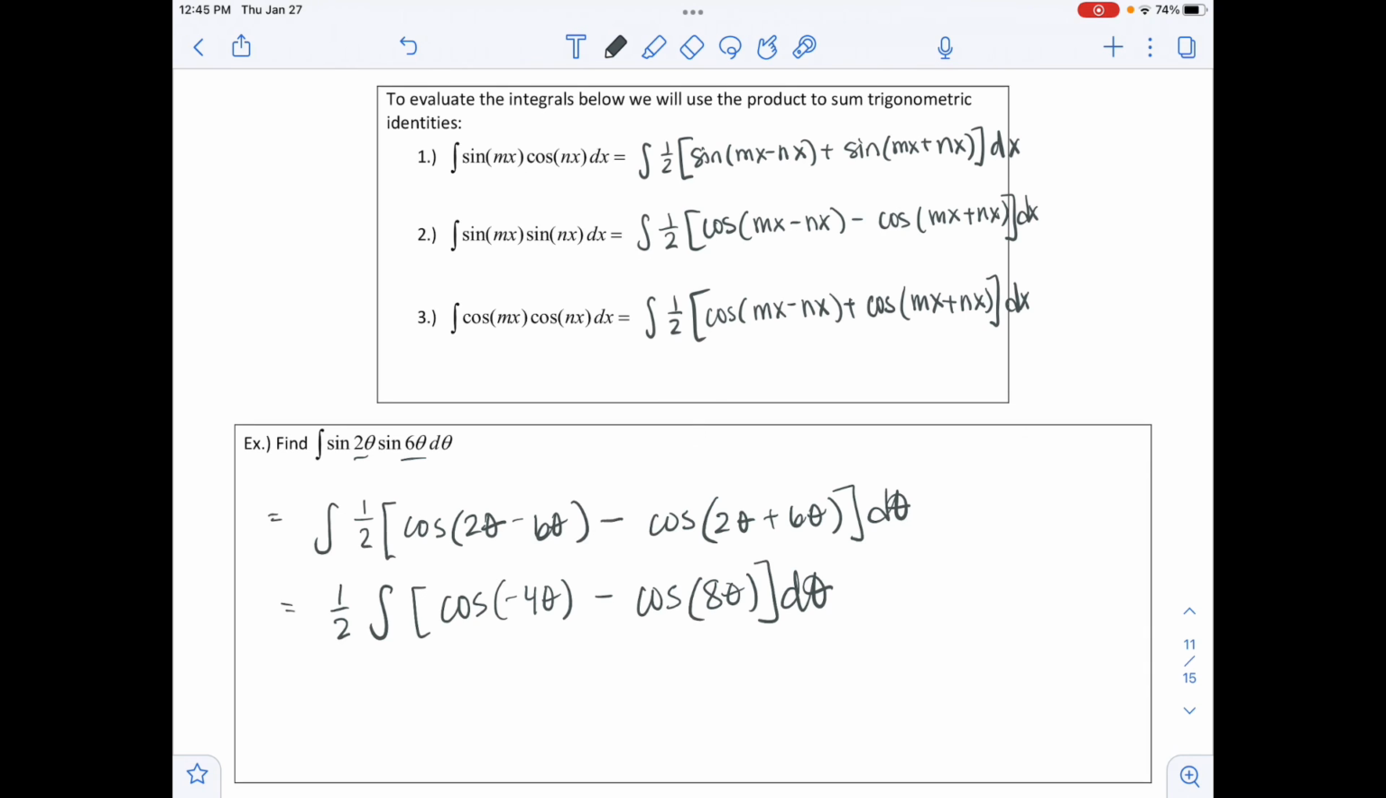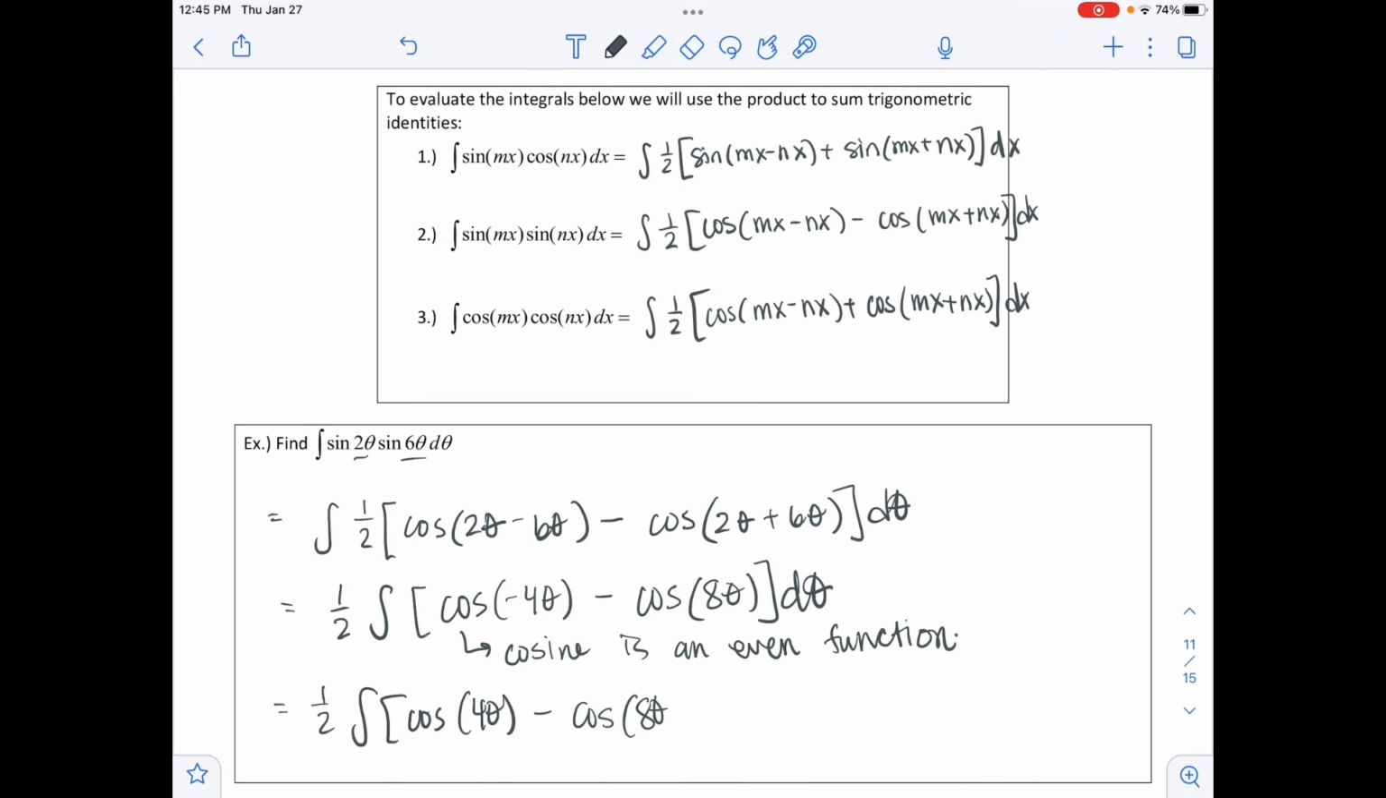And so cosine is an even function. So just a little note here about cosine. Cosine is an even function. And so cosine of -4 theta would be identical to cosine of +4 theta. So again, this is going to be 1/2 times the integral of cosine of 4 theta minus cosine of 8 theta d theta.